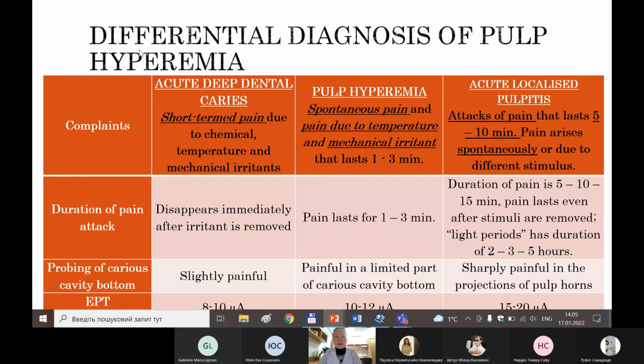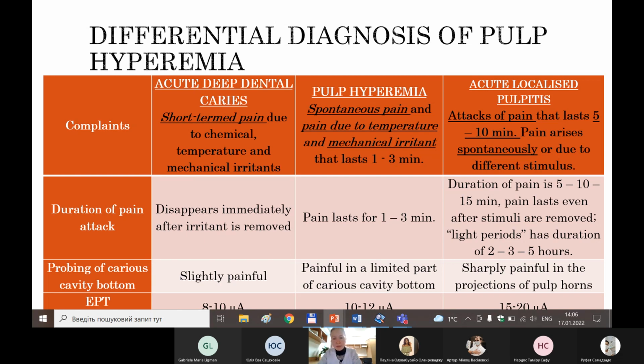So this table shows you a differential diagnosis of pulp hyperemia. We can provide differential diagnosis using such criteria: duration of pain attack, probing of caries cavity bottom, and electric pulp test. So in the case of deep dental caries, pain is short-term pain that is immediately stopped when irritant stops its action. Probing of caries cavity bottom is slightly painful because there is a proximity to the pulp tissue. And electric pulp test gives a result of 8-10 microamperes.